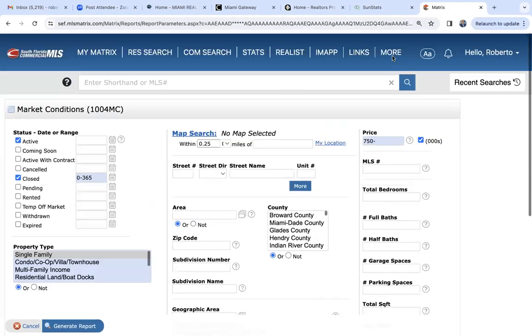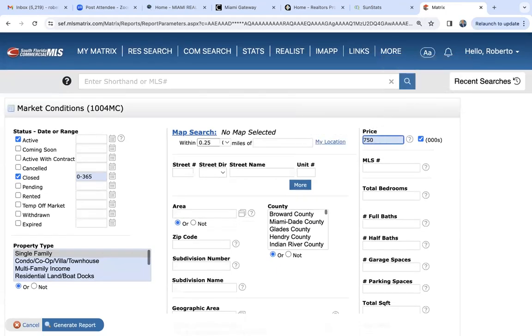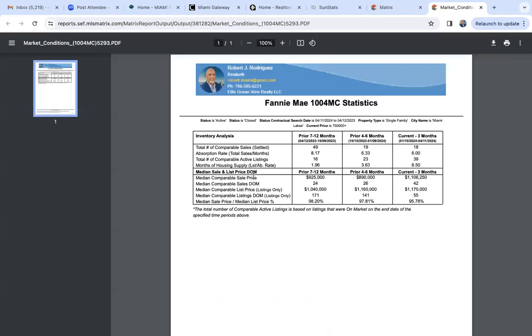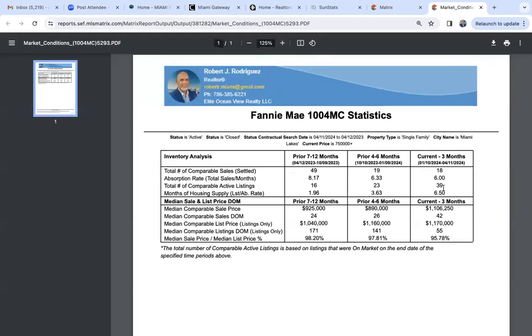Look at the difference when I go 750 or more. There's going to be a difference, guys. So if I go 750 or more, how does the market behave now in Miami Lakes? You see the difference? All right. Now, instead of having less than 2 months of inventory, we have 6.5 months of inventory. So the majority of the inventory that flies off the shelves in Miami Lakes is below 750. And the inventory that takes longer to sell, the inventory that causes that clog in the market, is the one over 750.